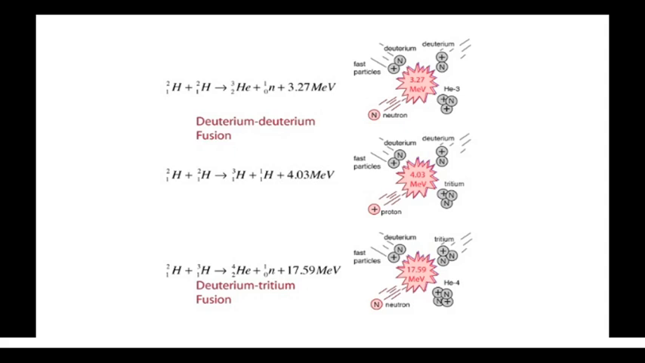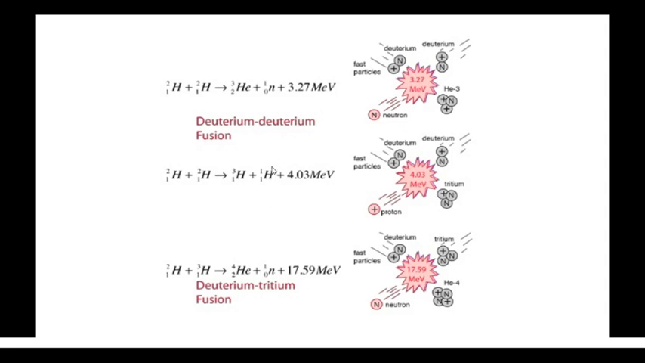Now the next reaction is, here you can see again, H12 plus H12 giving H13 plus H11 plus 4.03 MeV. So whenever these two deuterium nuclei fuse, there is a chance for this reaction also to occur. See what happens when two deuterium nuclei fuse together. It forms a tritium, a proton and energy.